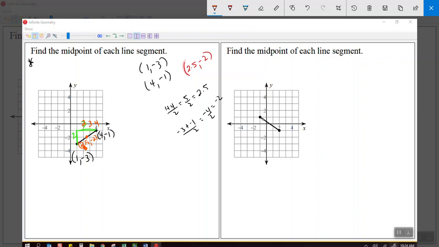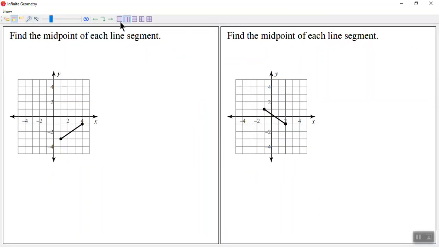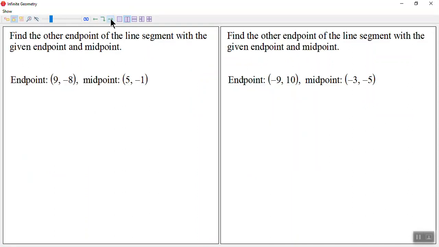And so here we go. Same thing, 2 and 3, so I'm going to go in the middle. I just have to read that point, which is 0.5, 0. Let's see if I get them right. Hide the answers. Let's go to the next two.